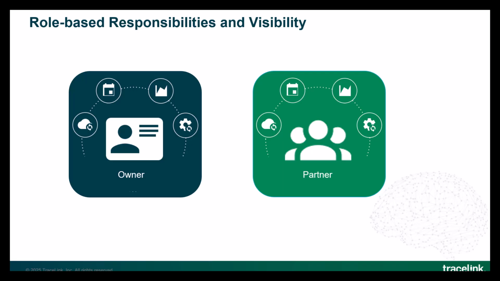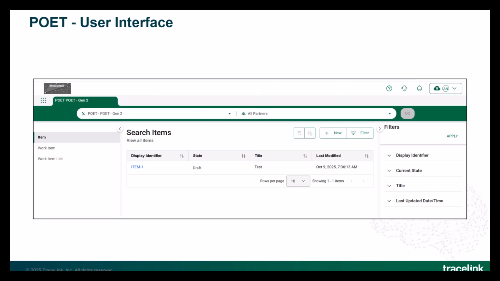In terms of visibility, POET owners have full end-to-end visibility into the process network, including all participating partners, tasks, task statuses, performance metrics, and exception trends. POET partners have focused visibility. They see only the tasks and data relevant to their role, but can contribute to the overall process through collaboration and feedback. The POET user interface is designed to make complex cross-functional process management intuitive, visual, and collaborative.